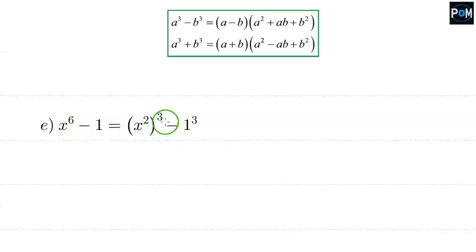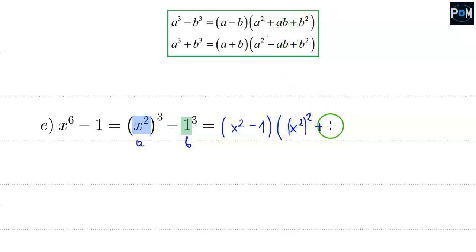Now we have the difference of cubes, where our a is x squared and our b is 1. We use the formula for the difference of cubes, which states that in the first bracket we need to put a and subtract b. So for us that will be x squared minus 1, because this is a and this is b. In the second bracket, we need a squared, meaning this x squared needs to be squared. Then it should be a times b, which is x squared times 1. And finally, b squared, b is 1, so 1 squared.